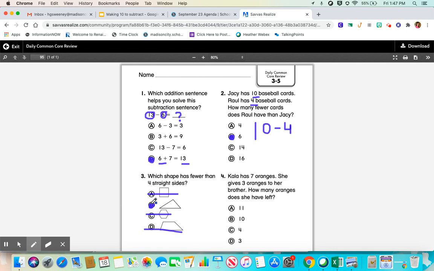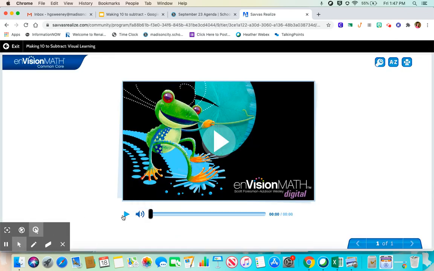Now let's look at number 4. Kala has 7 oranges. She gives 3 oranges to her brother. How many oranges does she have left? Well, she has 7. She gives 3 away. How many does she have left? That means we need to take away 3 from 7. 7 minus 3 equals 4. So C is the correct answer here. All right, guys. So that wraps up our Common Core review, and now we're ready to get into today's lesson. Let's begin.